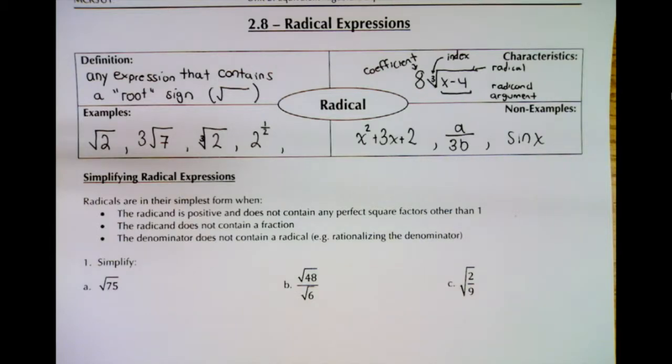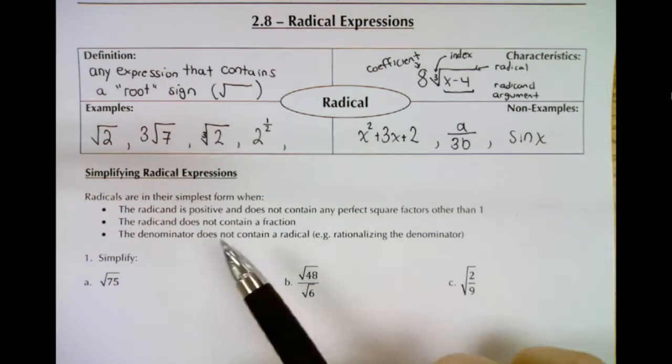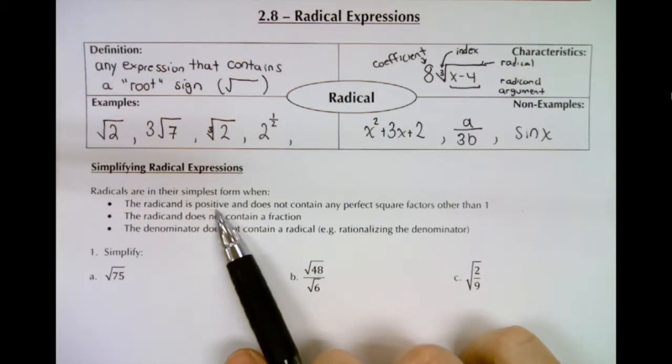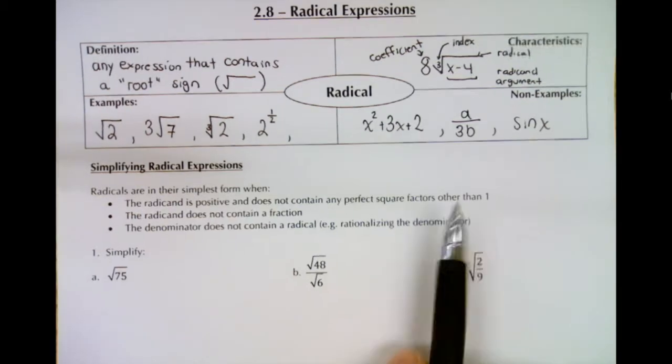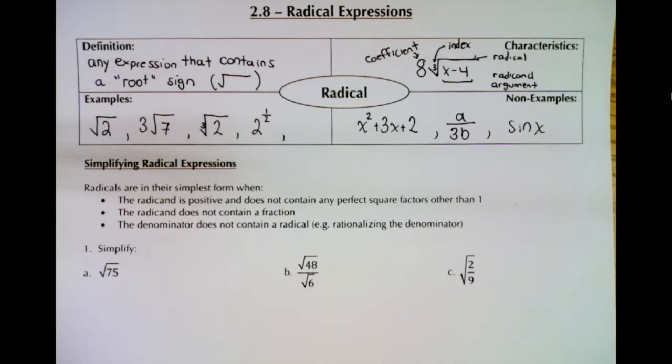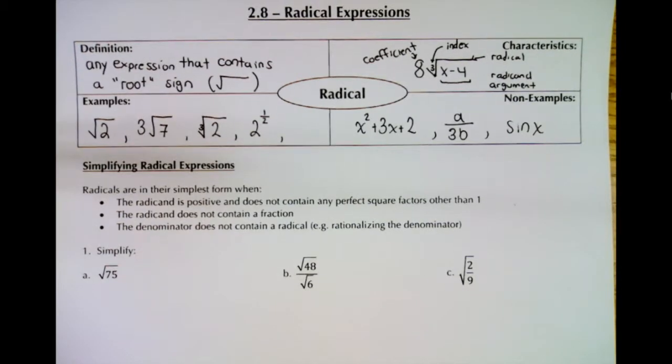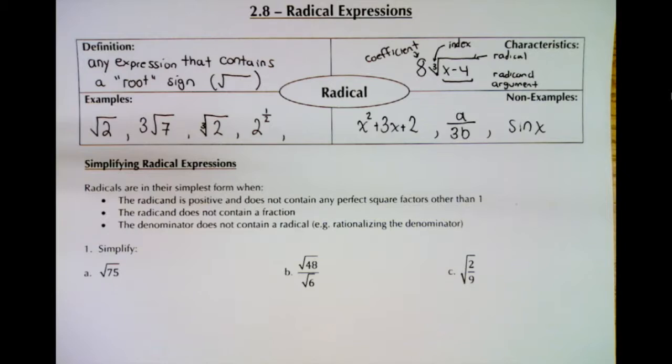A radical is in its simplest form when the radicand, the thing underneath the root, is positive and doesn't contain any perfect square factors other than 1. A perfect square factor is something you can take the square root of nicely. So numbers like 1, 4, 9, 16, 25 can be square rooted. And if any of those numbers are factors of what's underneath the root, you can simplify that radical. The radicand can't contain a fraction, so we try to simplify that as much as possible. And the denominator does not contain a radical. So we'll go through a couple examples and show you what I'm talking about here.